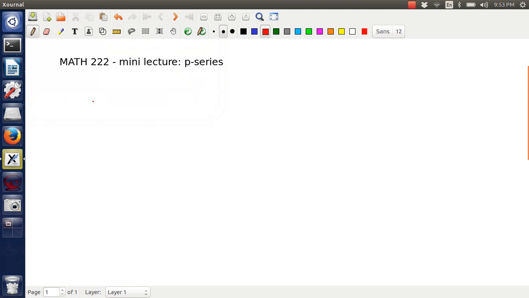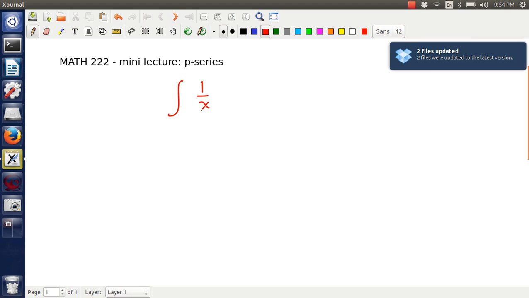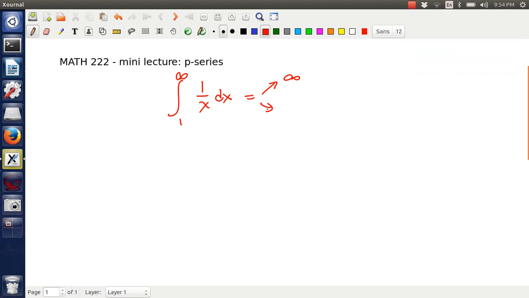Okay, so somebody asked me about p-series, and this was covered in class, but I'm going to just do the same thing over again as a separate video. So the question is, what happens? Is this going to converge or diverge? So it is equal to either infinity or something that's not equal to infinity.